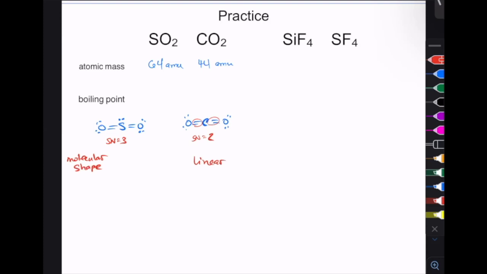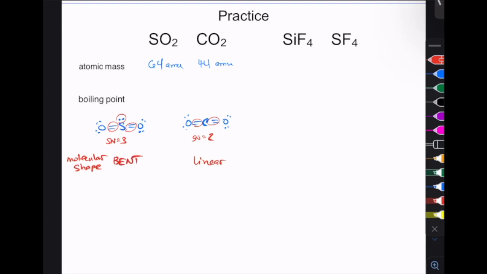Okay. What's the molecular shape of sulfur dioxide? Is it linear? It's bent. All right. I drew it linear to make a point. The Lewis structure doesn't have to show the geometry. Okay. But you know it's SN of 3 and it's got 1 lone pair. So this is bent.